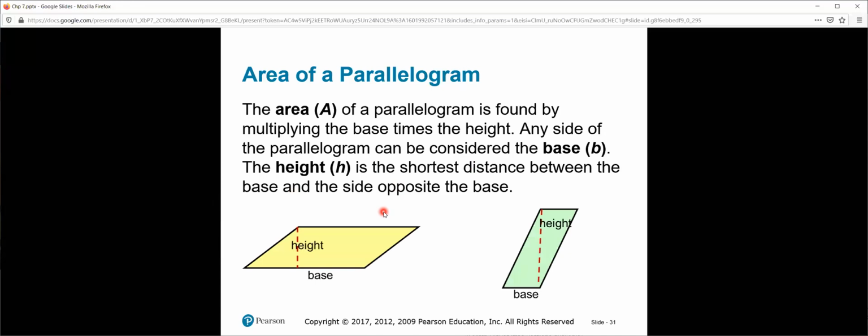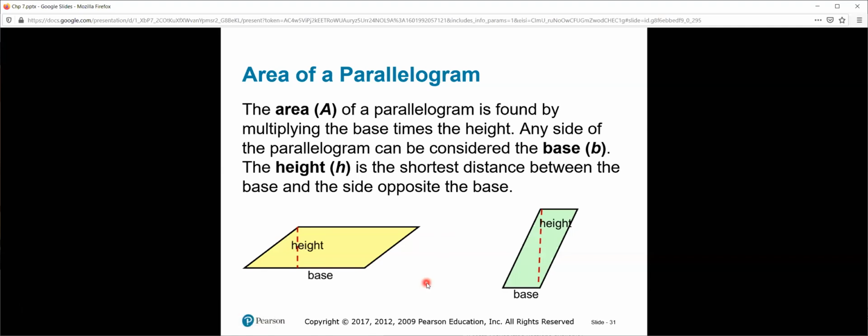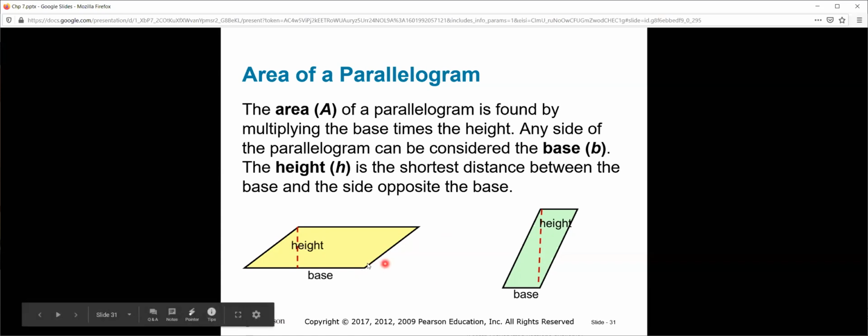This may look different from what we were doing before, but if you stop and think about it, this isn't any different from L times W, right? There's no difference here. Just we can't really call it length and width because we have all these weird angles going on.